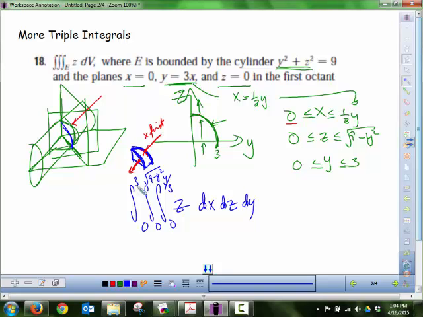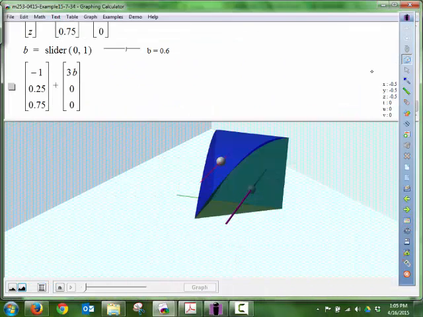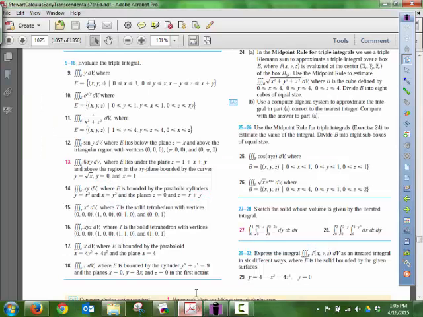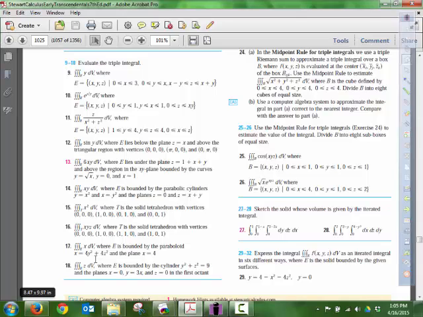Let's do one more triple integral example. No, I don't want to do that one. Let's move on. What can be done?